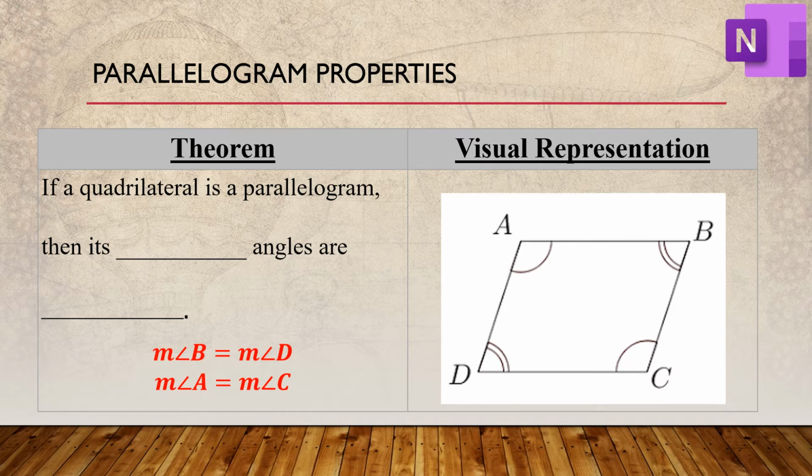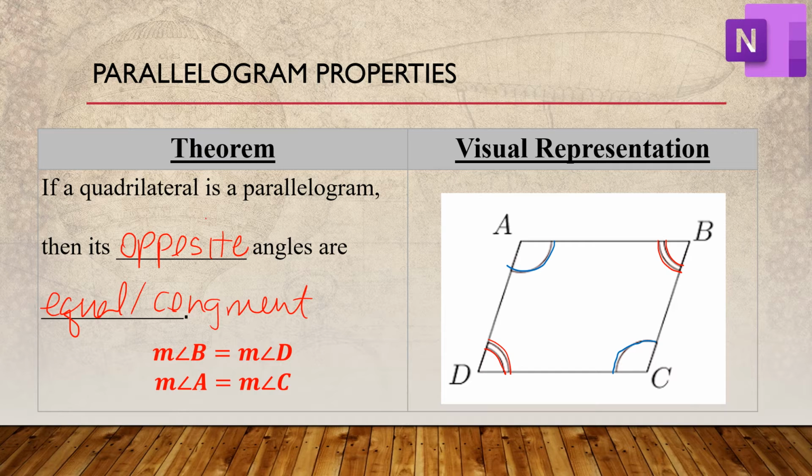So the next property or theorem that we can discuss for a parallelogram is that if a quadrilateral is a parallelogram, then its opposite angles are equal, or we can also say congruent. So as you can see by the markings, we have the measure of angle B, which is located here with 2 arcs, is equal to the measure of angle D. And the same thing is true with angle A and angle C. These 2 opposite angles are congruent.